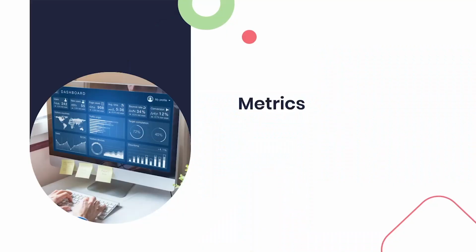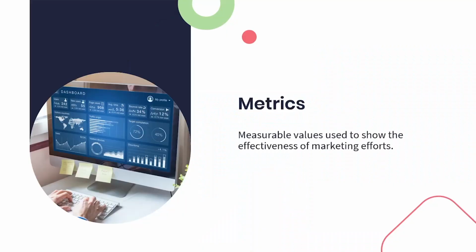And then we have metrics, another very big one. This is a measurable value used to show the effectiveness of marketing efforts. If your objective was to get traffic to your website, how would you know this is actually achieved? Well, by measuring the links clicked on, for example. This would be considered a metric, and we can use that information to gain the metrics that we need to measure performance with.